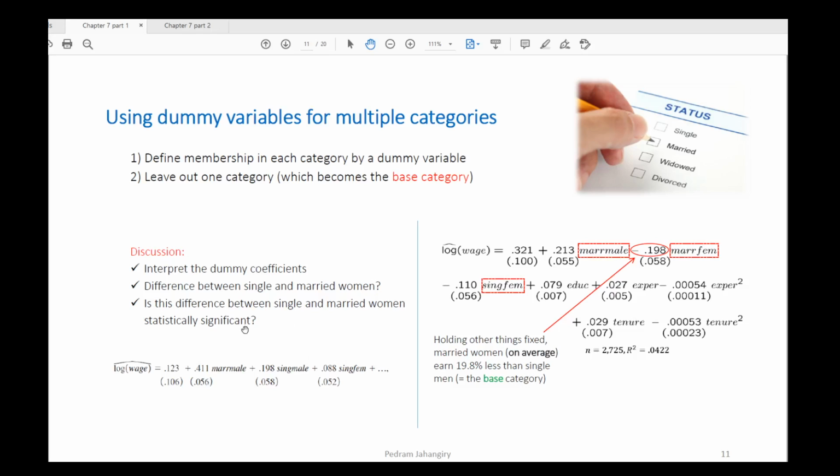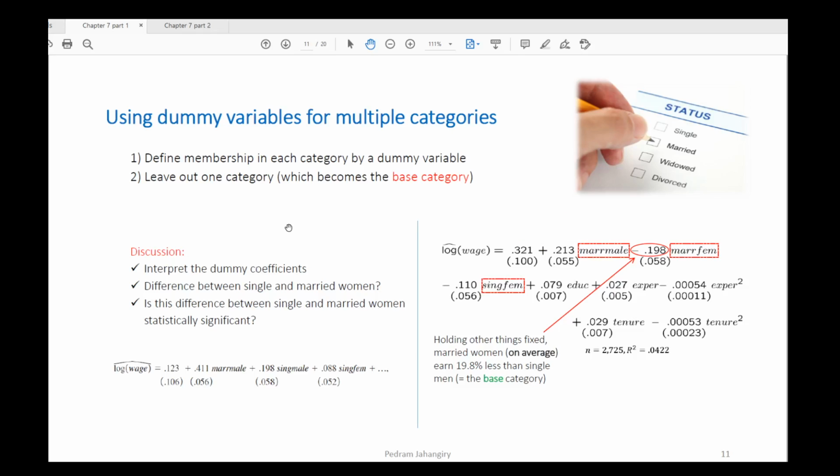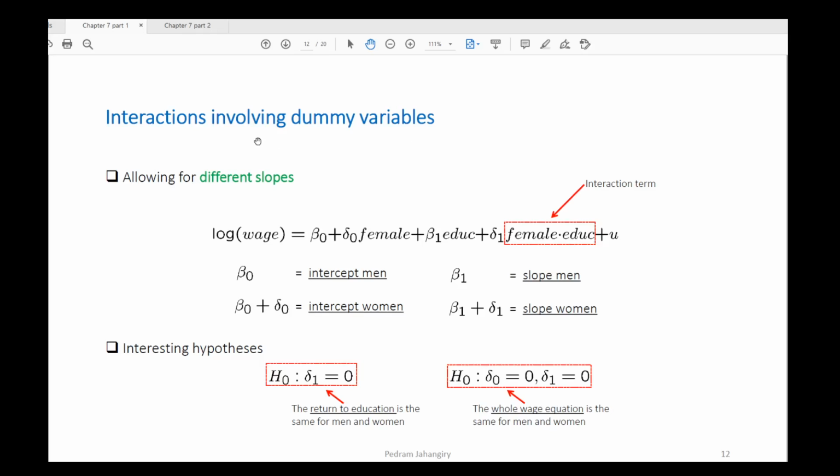Then we answered these different questions, but now in this class, we want to explore the second approach. Again, there are two approaches: the first one using multiple categories, the second one using interaction terms. So obviously we're going to use the interaction term, female multiplied by education, in the model. Now let's continue our discussion and see that other neat version of doing these things.